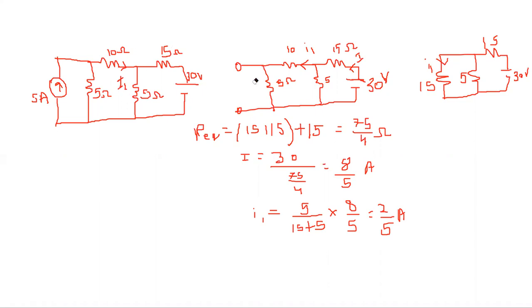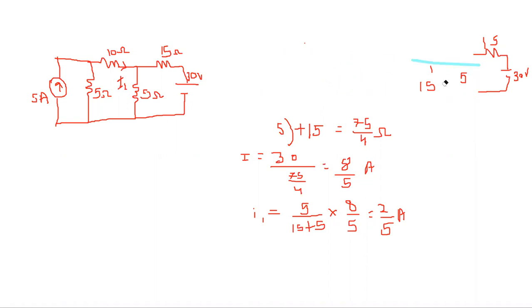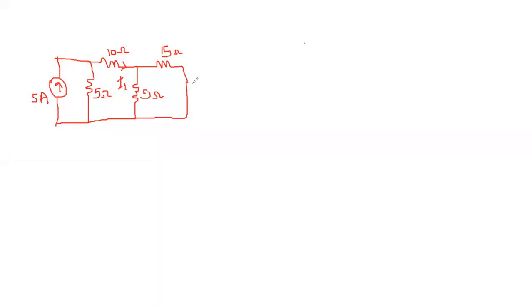Now see, I have short circuited the 30 volt voltage source and we are considering only the current source. Let this be I2. From this diagram, this 15 and 5 are in parallel, right? 15 and 5 in parallel, you get 75 by 20.